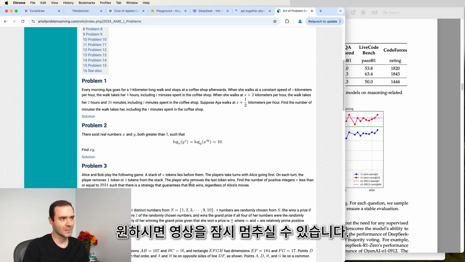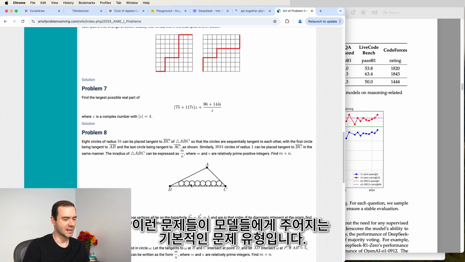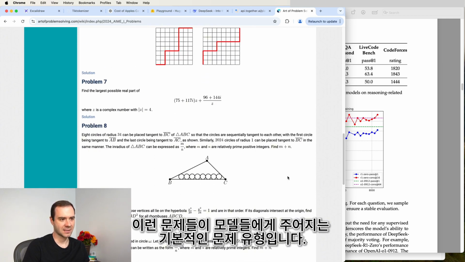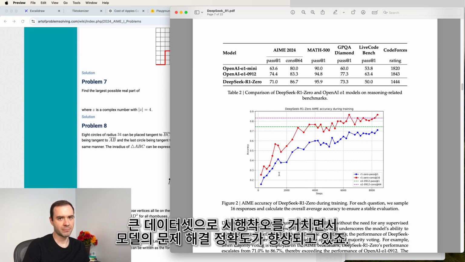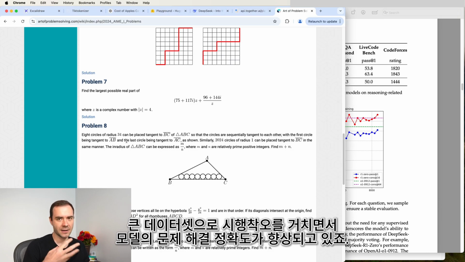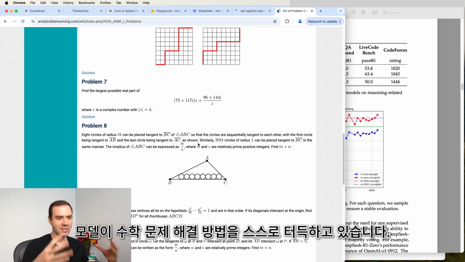You can pause the video if you like, but these are the kinds of problems that the models are being asked to solve. And you can see that in the beginning, they're not doing very well, but then as you update the model over many thousands of steps, their accuracy continues to climb. So the models are improving and solving these problems with higher accuracy as you do this trial and error on a large data set of these kinds of problems. The models are discovering how to solve math problems.